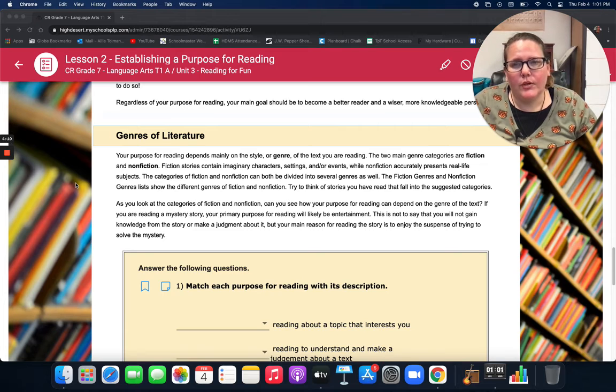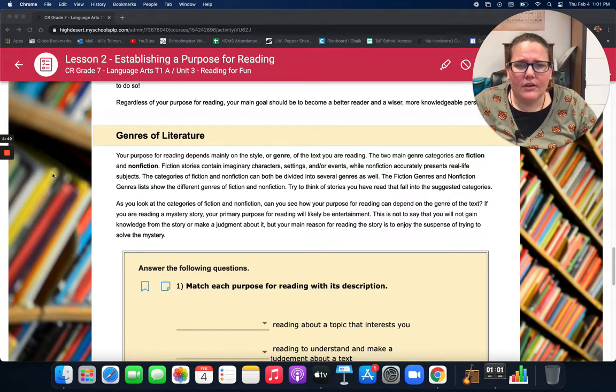Genres of literature. Your purpose for reading depends mainly on the style or genre of the text you're reading. The 2 main genre categories are fiction and nonfiction. Fiction stories contain imaginary characters, settings, and or events, while nonfiction accurately presents real-life subjects. The categories of fiction and nonfiction can be divided into several genres as well, as the chart above showed. The fiction genre and nonfiction genre lists show the different genres of fiction and nonfiction. Try to think of stories you have read that fall into the suggested categories.